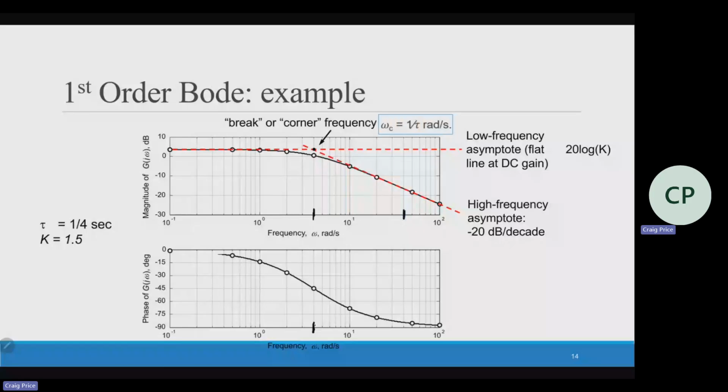How do you find the corner frequency? From the transfer function? 1 over tau. So once you find tau, you can find the corner frequency. Yes, yes.